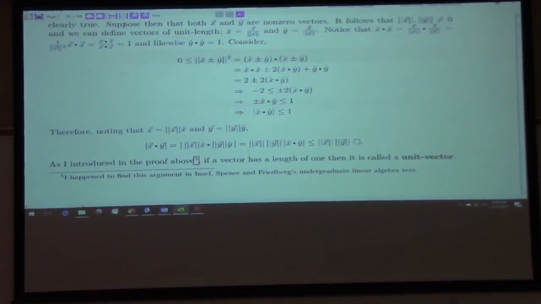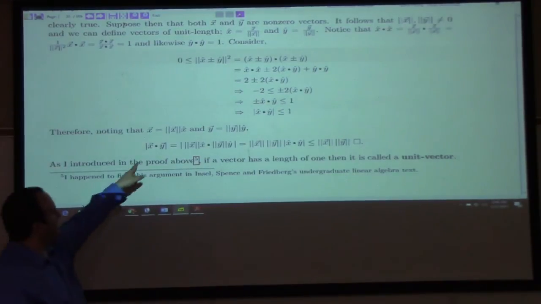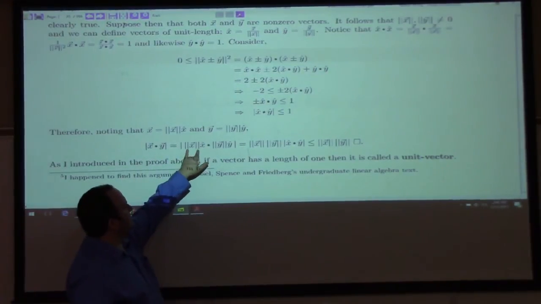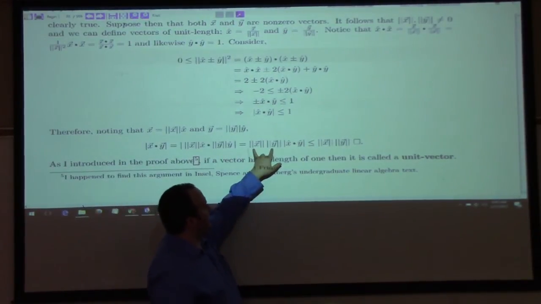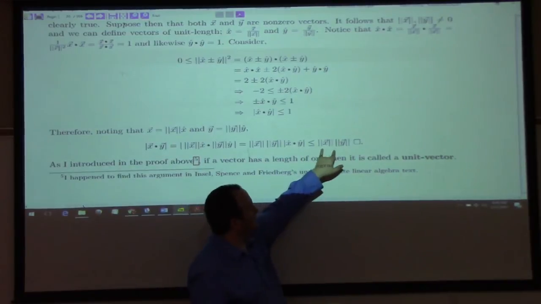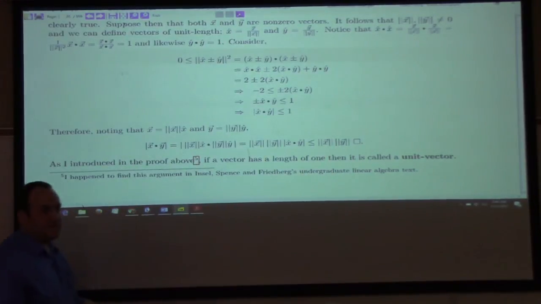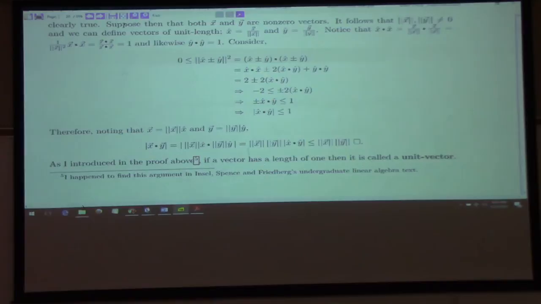So then to complete the argument, x dot y is length of x times x hat dot length of y times y hat. And so I can pull these numbers out, but this is less than or equal to 1. And so there it is. This is the Cauchy-Schwarz inequality. It's a lot of bars. It is a lot of bars.